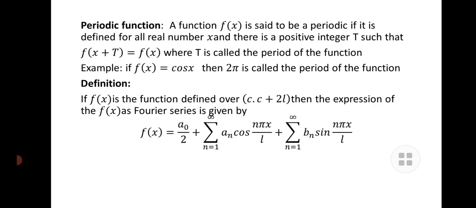In that case, we can define the Fourier series in the interval c comma c plus 2L, and the expression is f of x is equal to a naught divided by 2 plus summation n is equal to 1 to infinity a n cos n pi x divided by L plus summation n is equal to 1 to infinity b n sin n pi x divided by L.